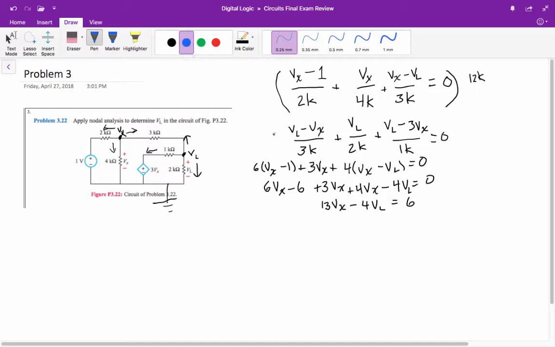Okay, so now let's work on our second equation. Our common denominator here will be 6K. So all the K's will cancel. And for this first term, I'll have 2 times VL minus Vx. The 3 cancels with the 6 and gave me the 2. Here the 2 cancels with the 6 to give me a 3, so plus 3VL. And now this is a 1, so that'll just be plus 6 times VL minus 3Vx.